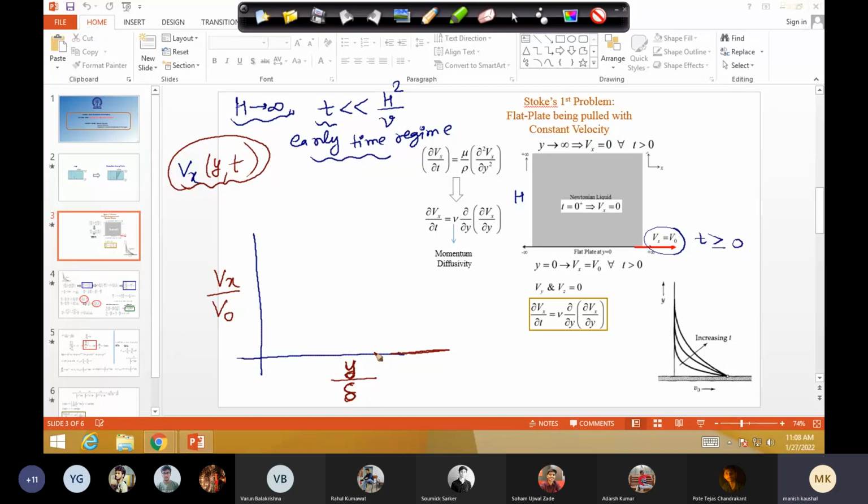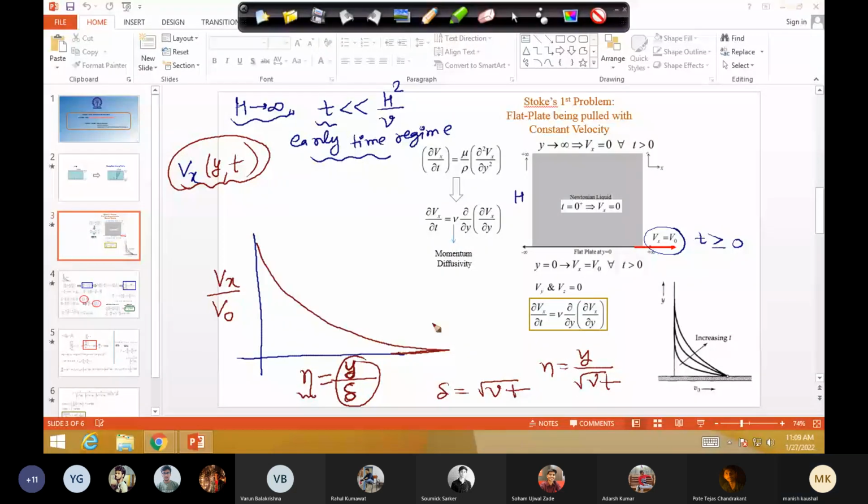And this we have called eta. Eta is the similarity variable because all the curves are similar. If we do such a transformation, where delta we said is square root of nu t, then eta is nothing but a variable combining space and time. We are expecting all curves to lie on top of each other and give a master curve. That is our guess. That's what we are going to see today, whether we indeed get this or not.